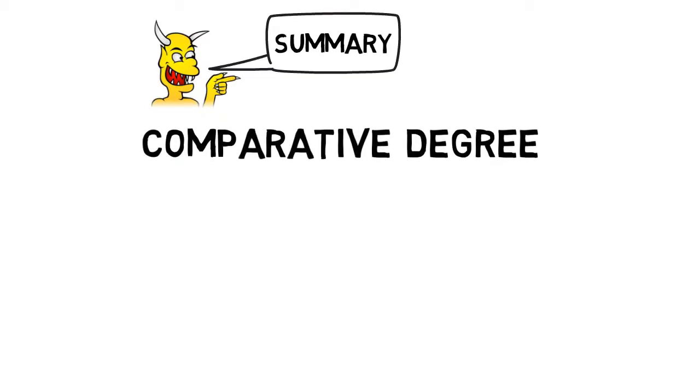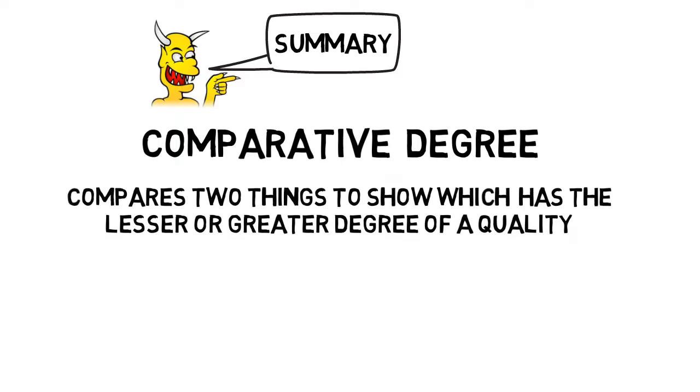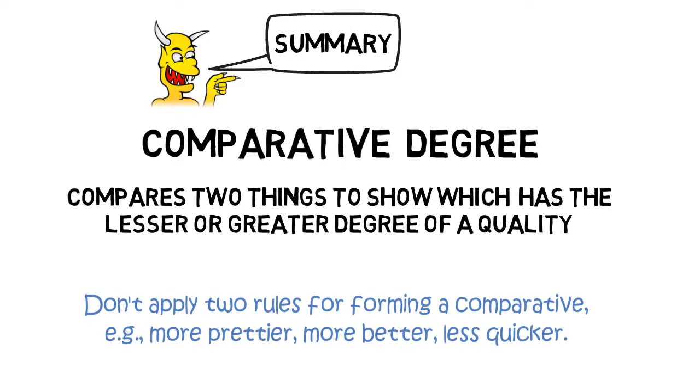So here's the summary. The comparative degree compares two things to show which has the lesser or greater degree of equality. Here's the big point. Don't apply two rules for forming a comparative. So don't say things like more prettier, more better, less quicker. They are serious grammar mistakes.